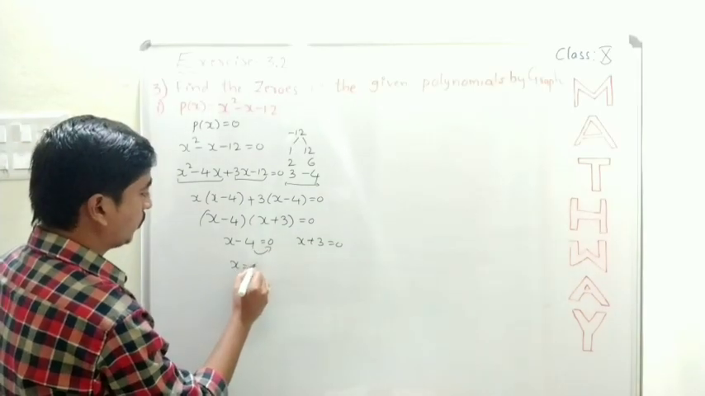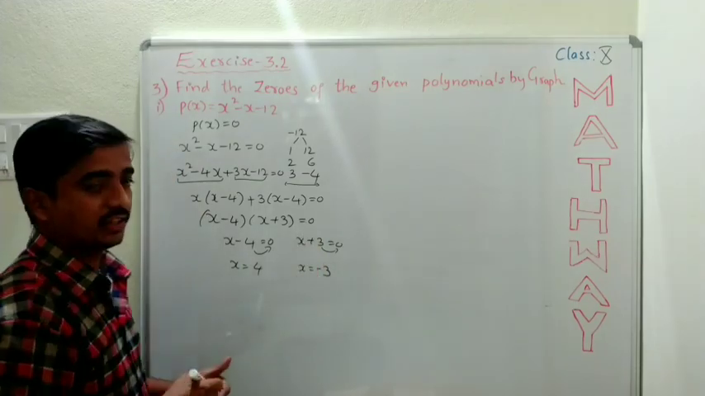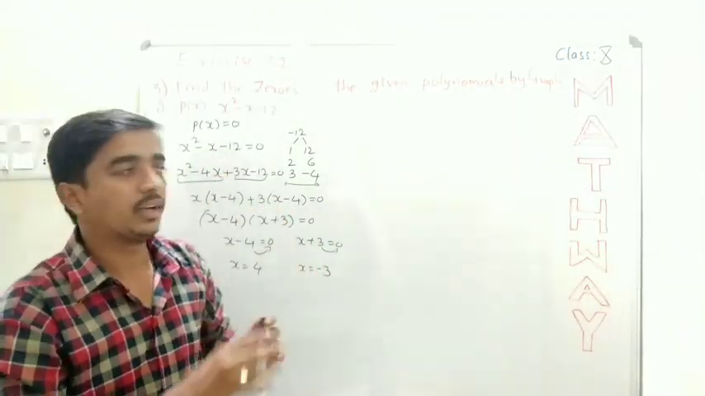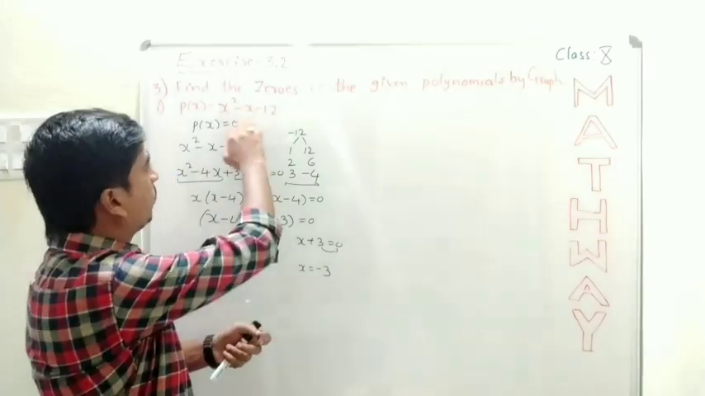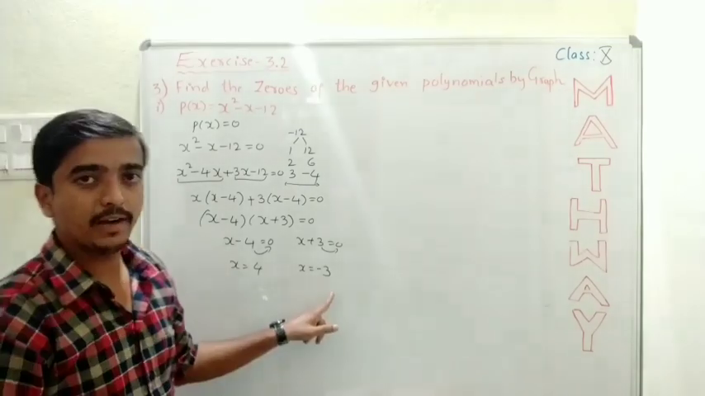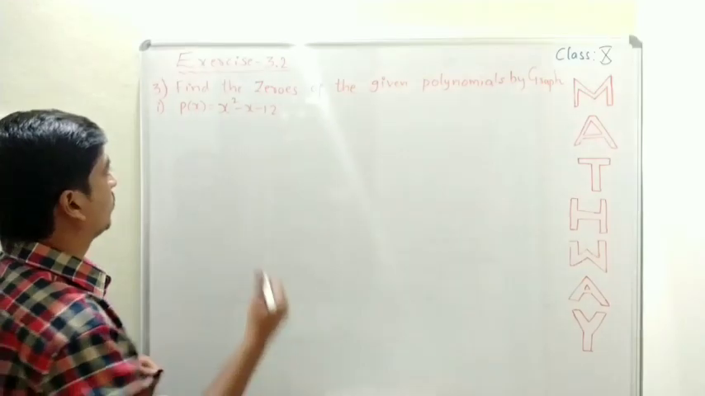Transposing, x equals 4 and x equals minus 3. So the zeros are 4 and minus 3. It means in the graph our quadratic polynomial intersects the x-axis at 4 and minus 3. So let us take the coordinates for this polynomial.